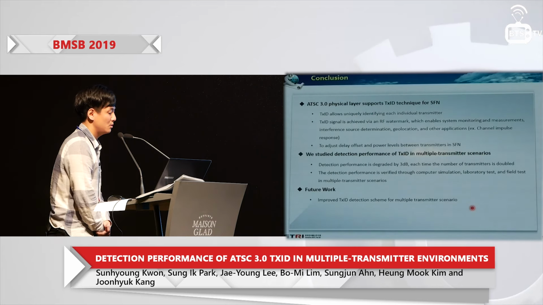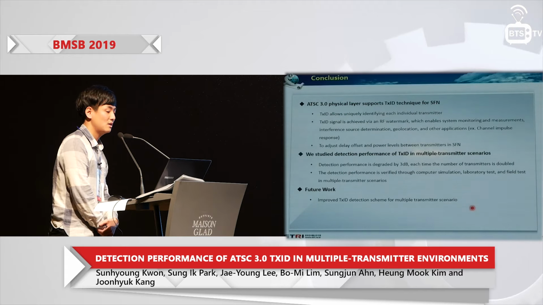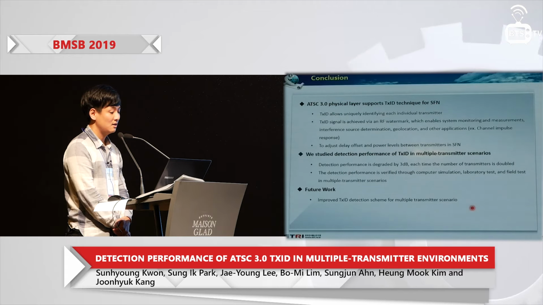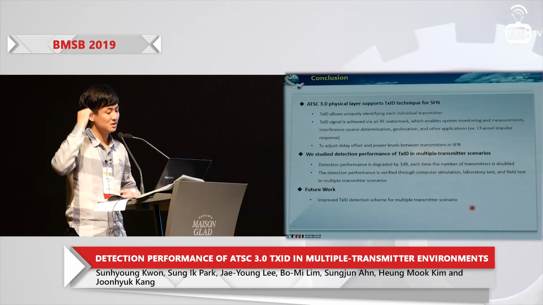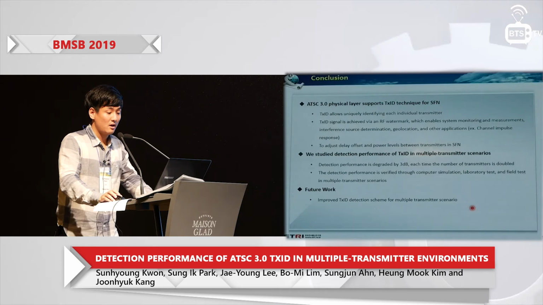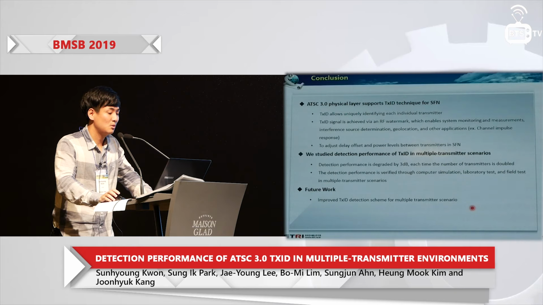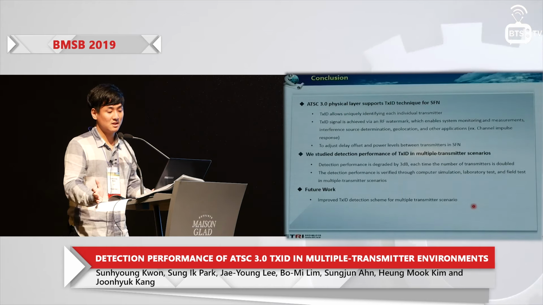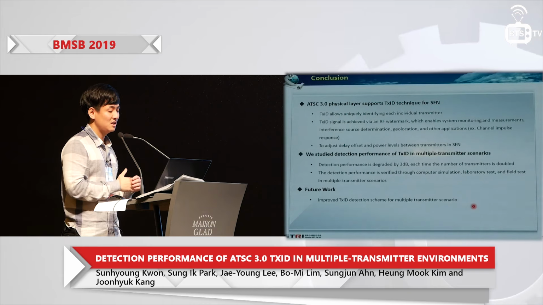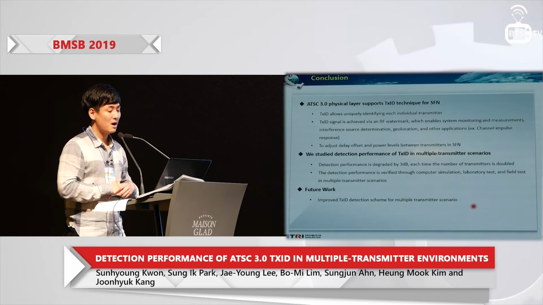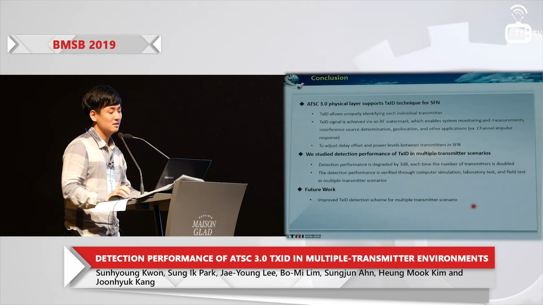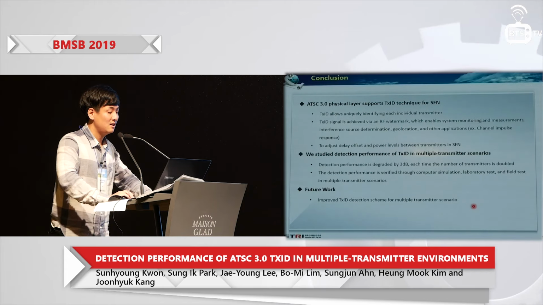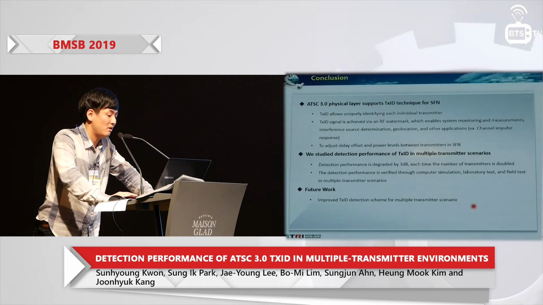Okay, here's the conclusion. In this presentation, we have reviewed TxID technology, which is adopted in the ATSC 3.0 standards. Of course, there are multiple application scenarios for TxID, but basically TxID was proposed to help broadcasters design SFNs by adjusting the delay offset and transmission power of each transmitter. Through the computer simulation, laboratory tests, and field tests, we have confirmed that the detection performance of TxID is degraded by 3 dB when the number of transmitters is doubled.